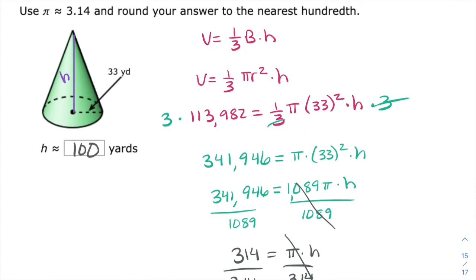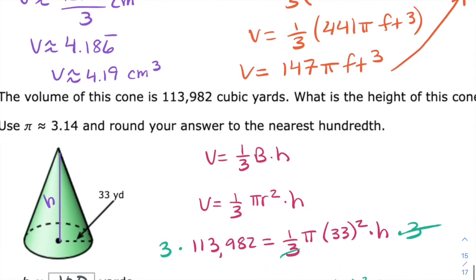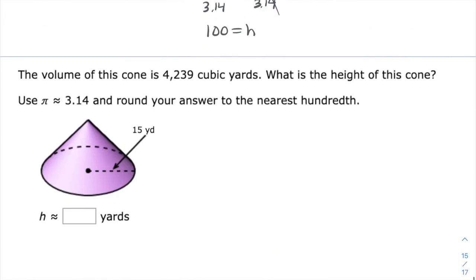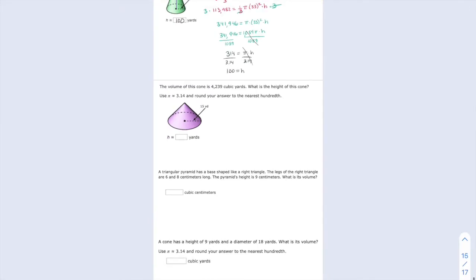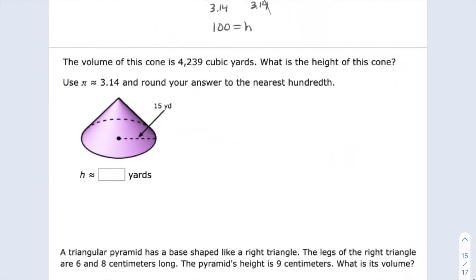We can always check this too. We can do pi r squared, so 3.14 times 33 times 33. That's your pi r squared, times your height, which is 100. And then divide that number total by 3, and I get my 113,982 cubic yards. So just solving for the height. There's a couple more like that here, so I'll go through them quickly.